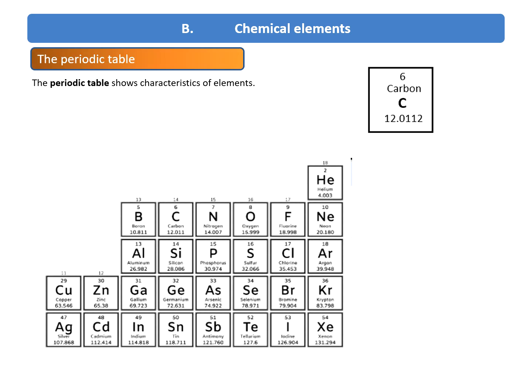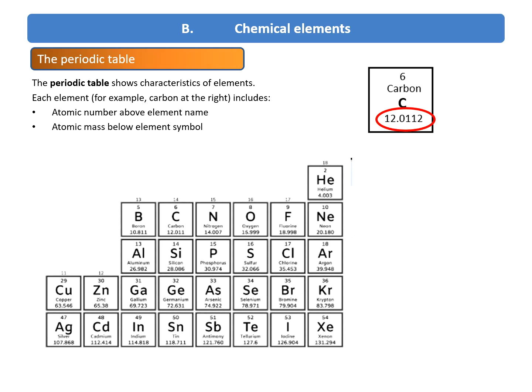The periodic table shows the characteristics of the elements. Each element, for example, carbon at the right, includes the symbol for the element, of course, the name of the element, the atomic number shown above the name, and the atomic mass shown below the name.